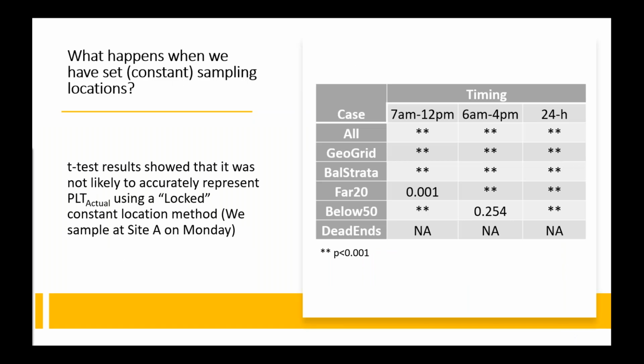Again, looking at constant sampling locations, we see that using the constant or fixed sampling locations, it wasn't likely to represent the true conditions in the network very well. There was only 1 out of most of these cases that was able to accurately represent the condition.